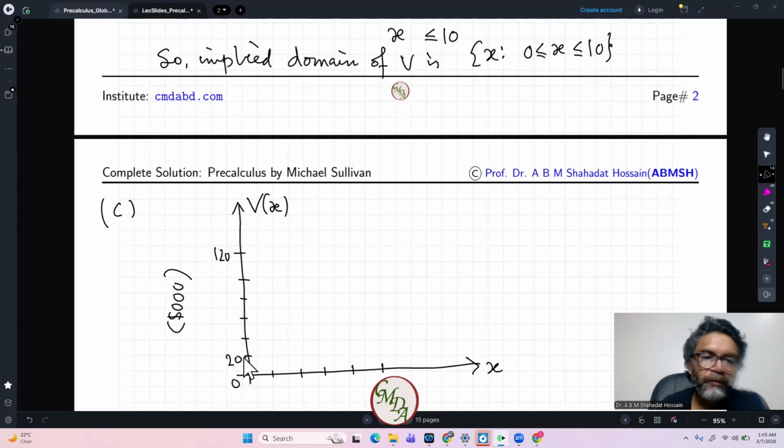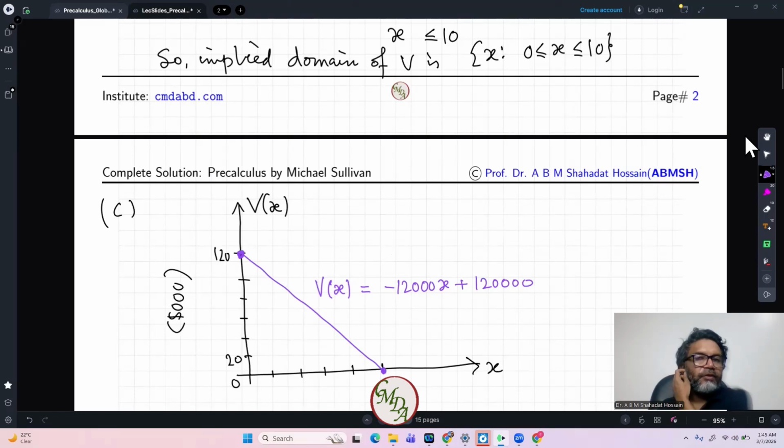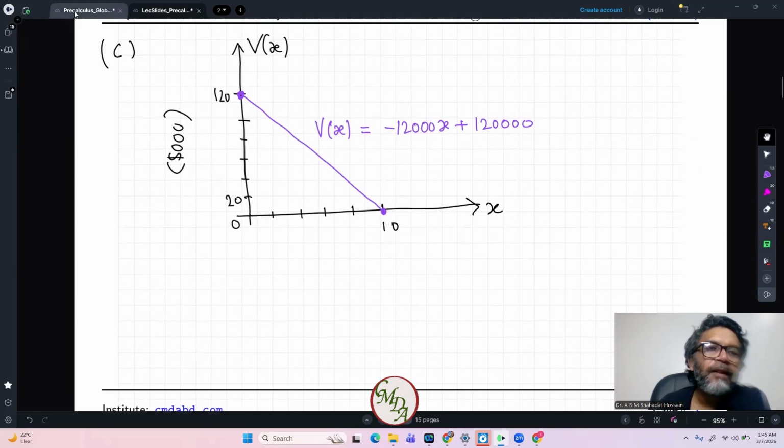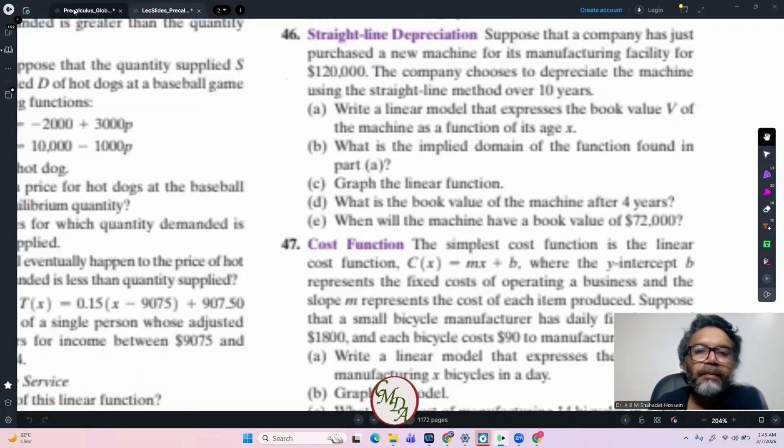In this case we are taking thousands of dollars. So this is the initial price of the machine, the y-intercept, and the depreciated value will become 0 at 10 years. So we can just use these 2 points to draw the graph of the function. V of x is minus 1,200x plus 120,000. So this is the graph of the function. It is a simple line drawing. We drew the line nicely and very easily. Now we go to the fourth problem.